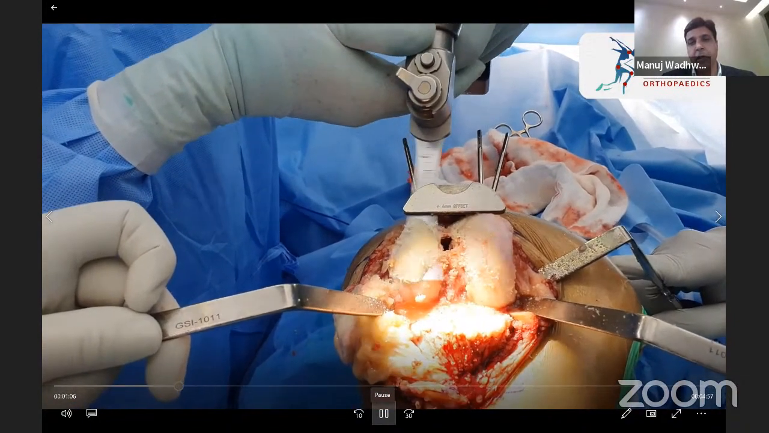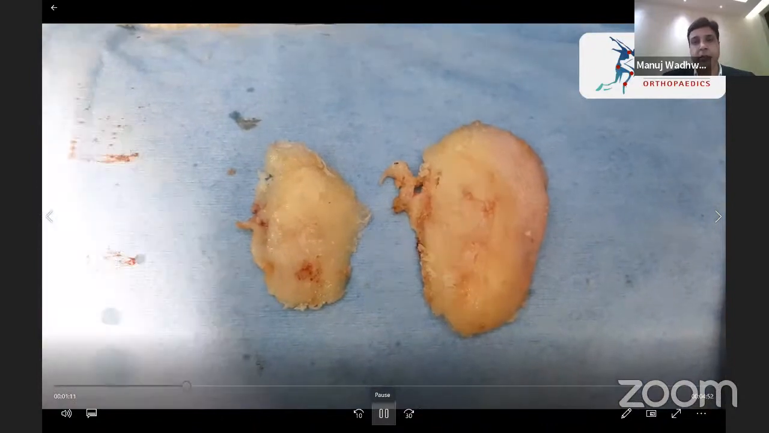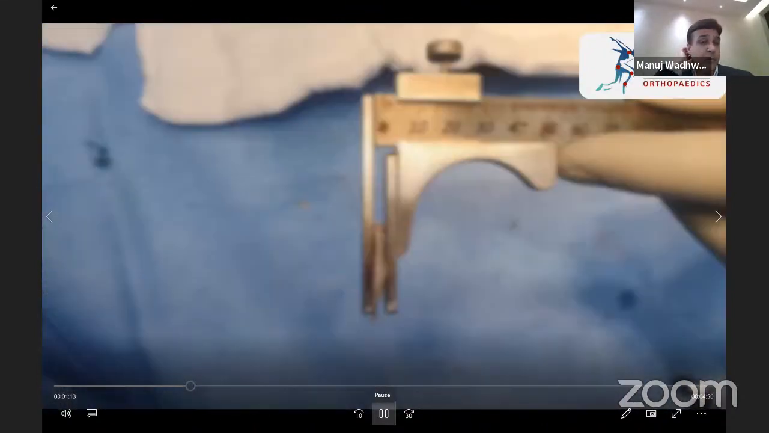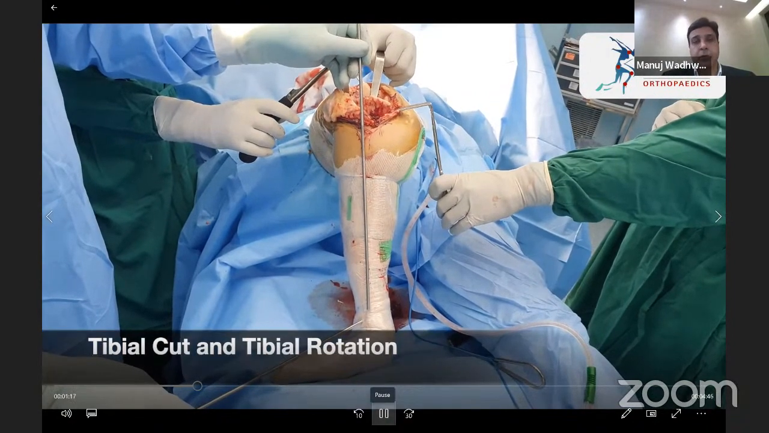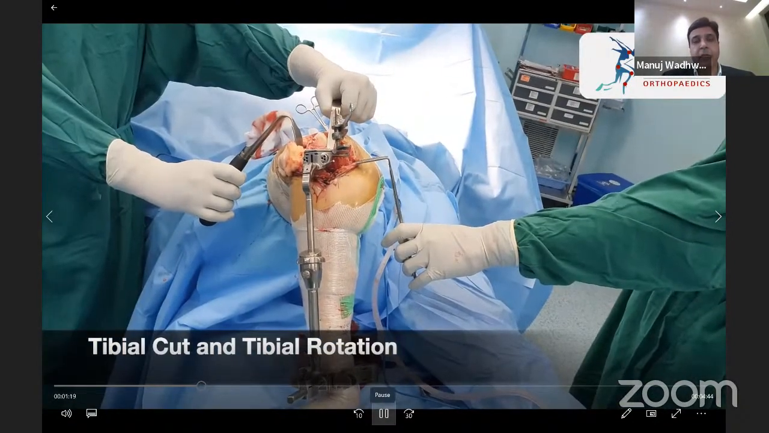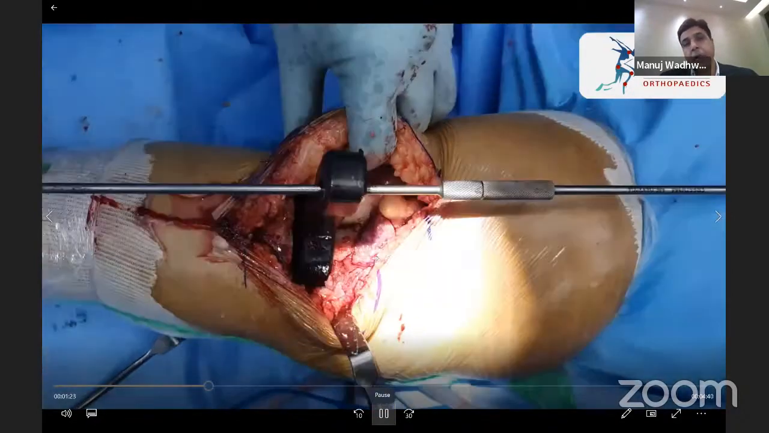So you will always have far lesser resection on the lateral side as compared to the medial side, because you have a hypoplastic distal femur and posterior lateral condyle. So for the tibia, very important parameters are to take the cut and the rotation. Slope is very important if you're doing a CR knee.